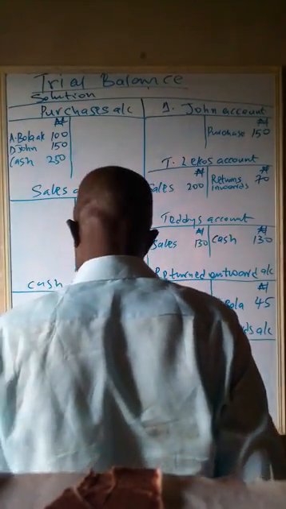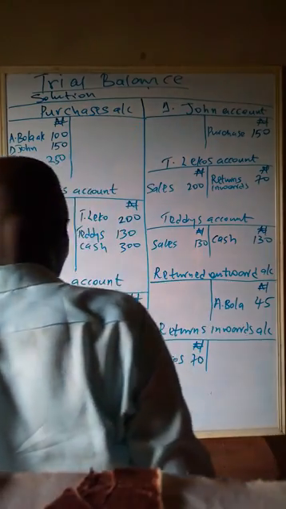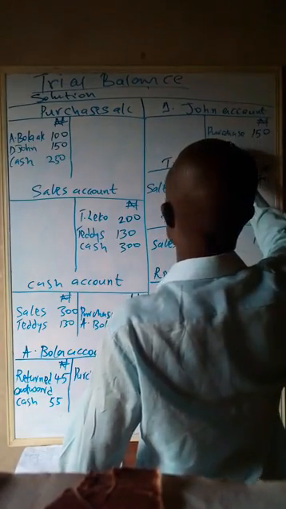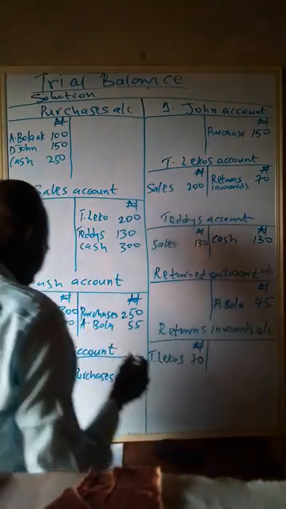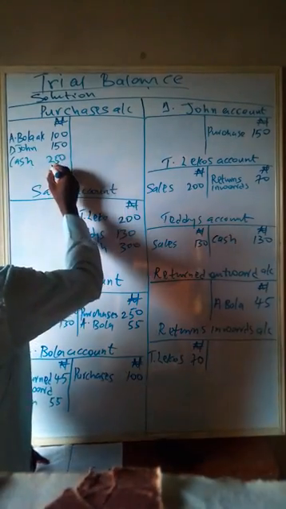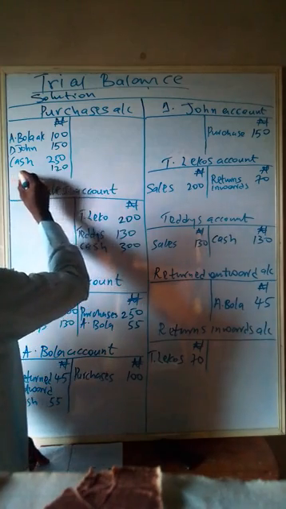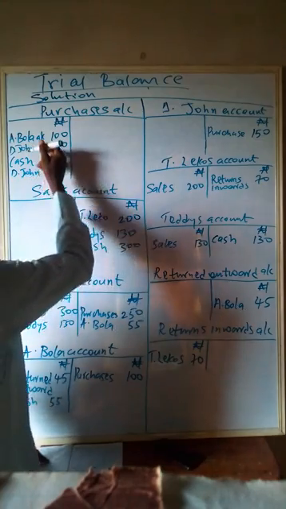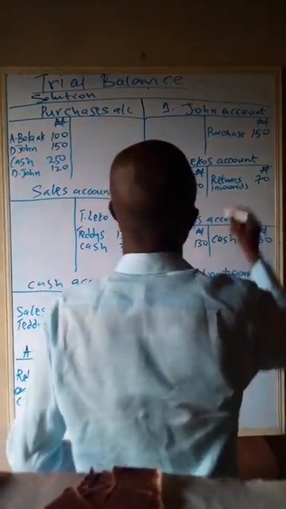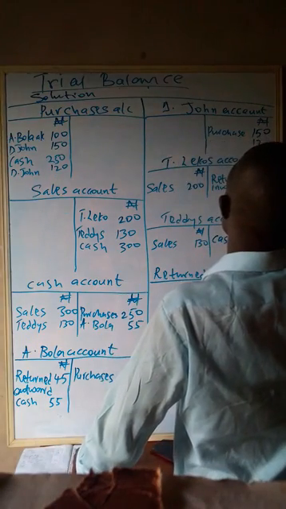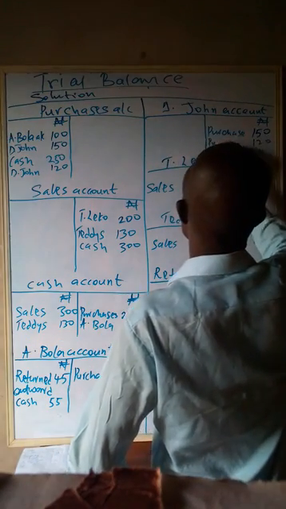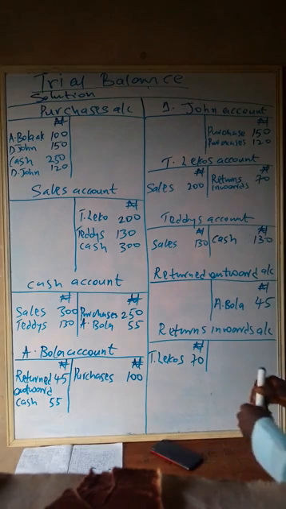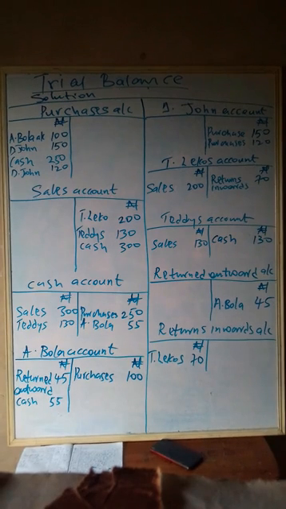Last but not the least, bought goods on credit, 120 naira from D. John. We have purchases and D. John, that is 120 naira. Then we purchased goods from D. John. So I have 120 here, I have purchases account. So I've entered the various entries.